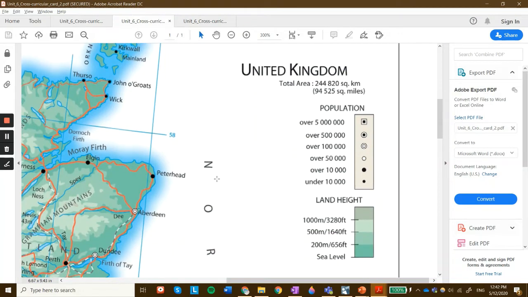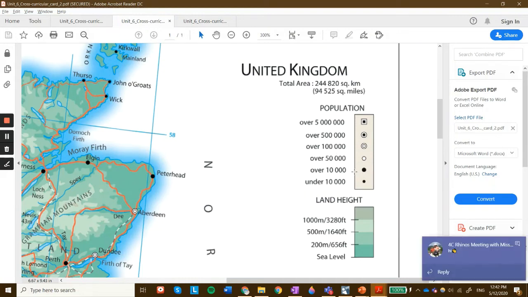This is, they use different dots for the population of each of the towns. So you can see this here, Peterhead, is a black dot, and it looks like it's maybe a big black dot, not a little black dot. So they are over 10,000 people. That's what population means. 10,000 people live there, but it's not a white dot, so it is less than 50,000 people. Okay, so this is maybe something like a village or a big town, I would guess.